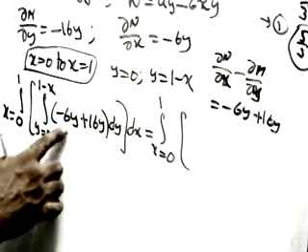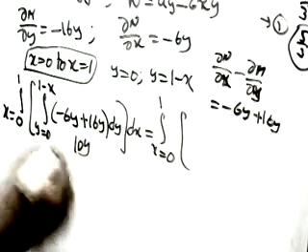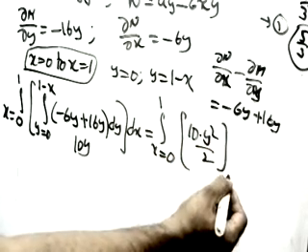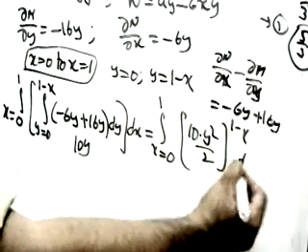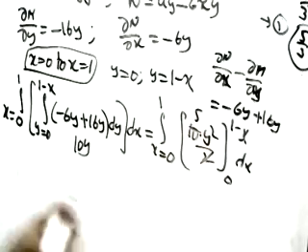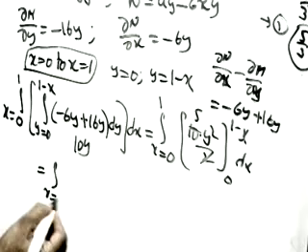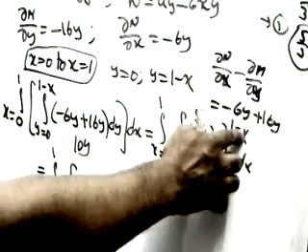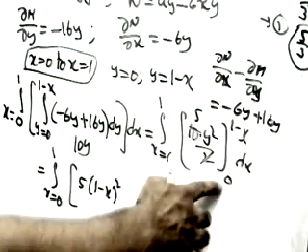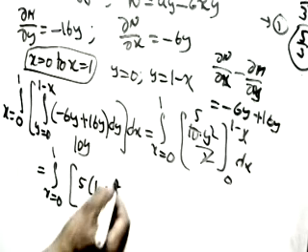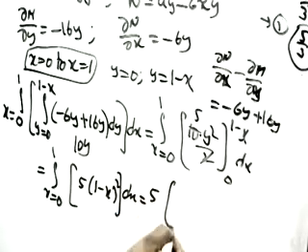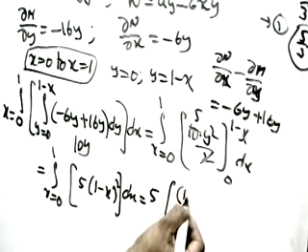Now let me integrate. 16 minus 6 is 10y. Integration of 10y is 10 times y square by 2, so we are left with 0 to 1 minus x, dx. 2 ones are 2, 5 twos are 10, so 5. Upper limit minus lower limit, x equals 0 to 1. If you put the upper limit, this will become 5 into 1 minus x whole square. Lower limit is 0.